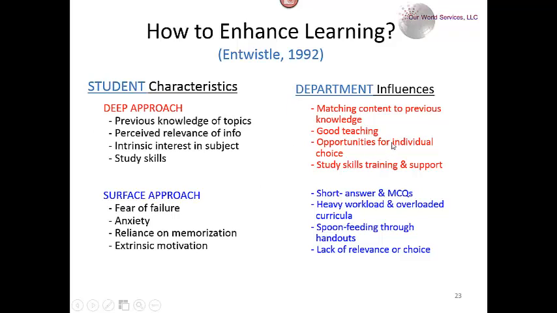Now, we want our students to have deep learning. So when you look at your curriculum, when you look at how you're teaching, go for the deep learning. That's what we want to encourage.